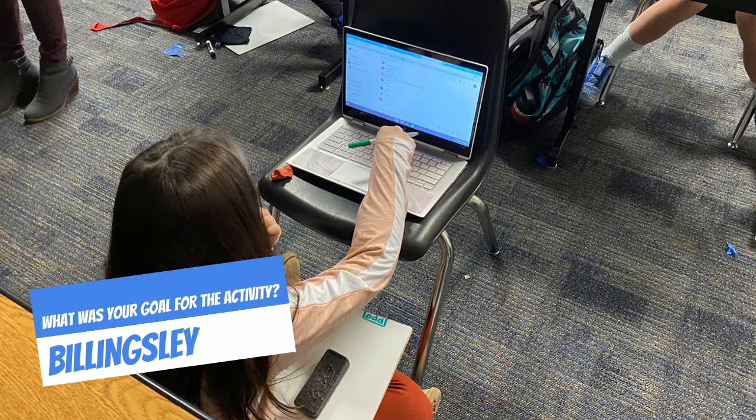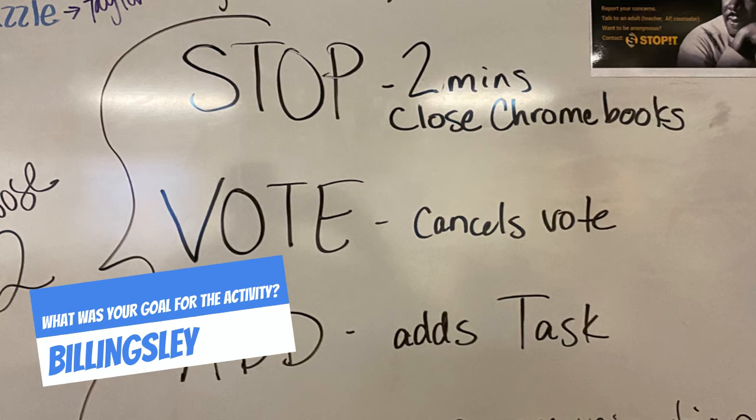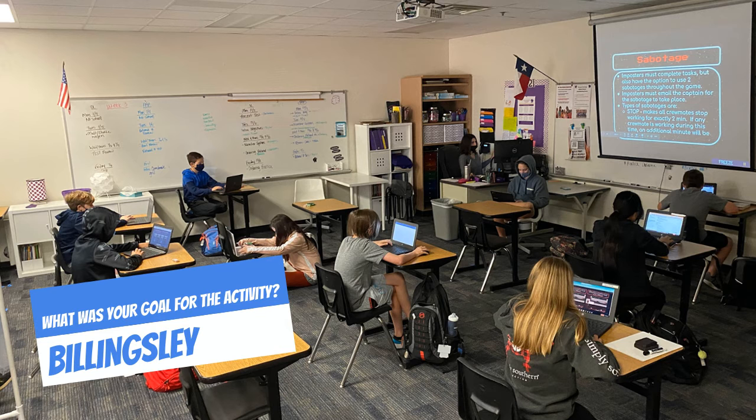Our goal with the Among Us activity was to review the material, but in a more engaging way that incorporated some of the types of technology that we hadn't used as much and some that we had been using, just to expose the kids to some other ways of reviewing and learning.